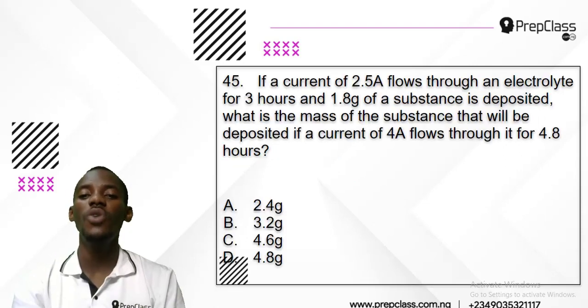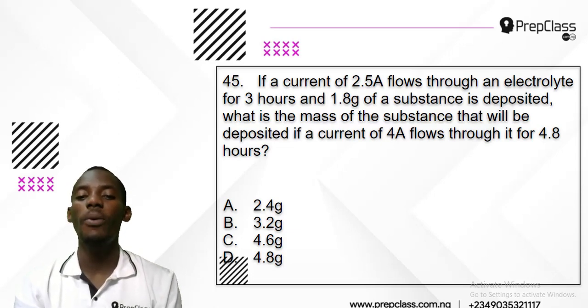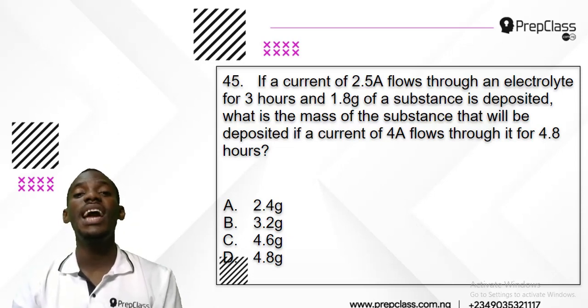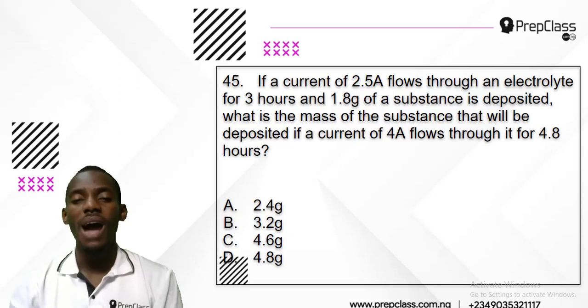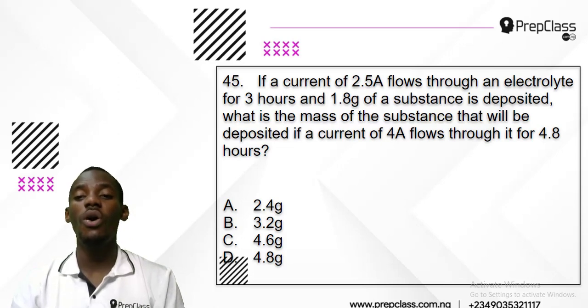45. In a circuit, if a current of 2.5 ampere flows through an electrolyte for 3 hours and 1.8 gram of a substance is deposited, what is the mass of the substance that will be deposited if a current of 4 ampere flows through it for 4.8 seconds? Now this is electrolysis, and this needs Faraday's law. I always say that Faraday's law is the only law you will use to solve any question in electrolysis in physics, and Faraday's first law is the only formula to use.